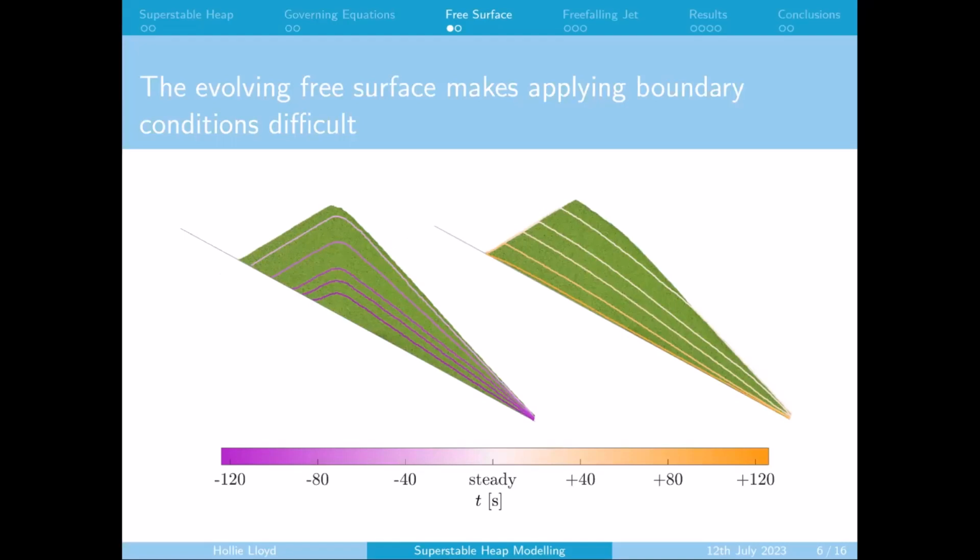So to get around that, we model this system as a 2-phase system where one phase represents being in the granular matrix and another phase represents being in the excess air, so you're just outside of the granular material. And what that means is that this interface, the free surface, is now just the interface between those 2 phases, so we don't need to track it separately, it just evolves with the system.